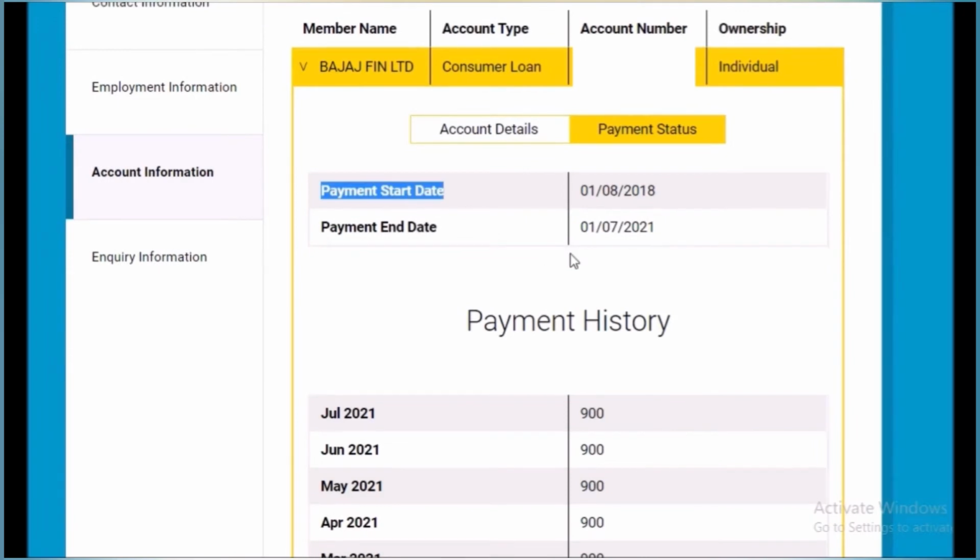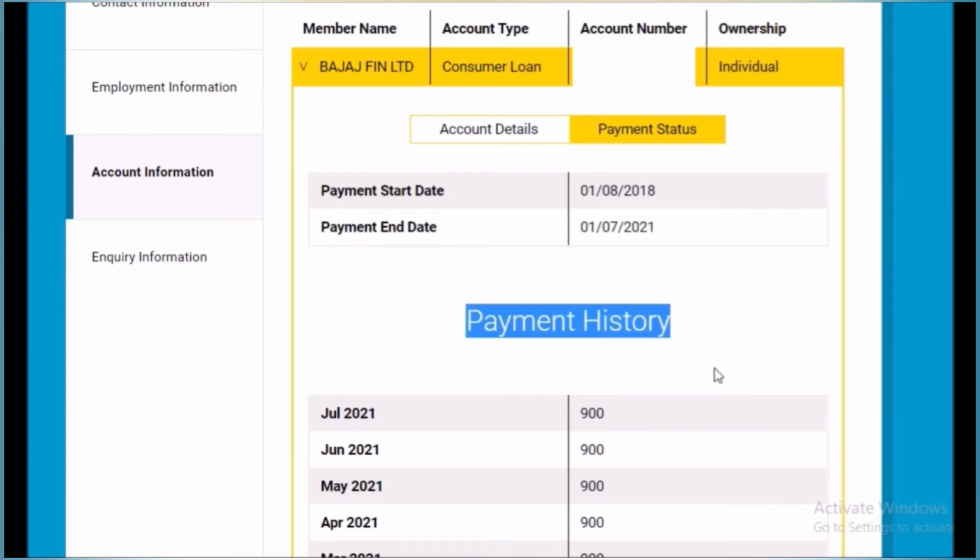Here you have your payment start date, the date from when you started paying your loan or credit card dues. Payment end date, the last time when you paid your loan or credit card dues. Below that you can find payment history. This is the most important content in payment status because your payment history contributes to 30% of your CIBIL score. This is also called as days past due.